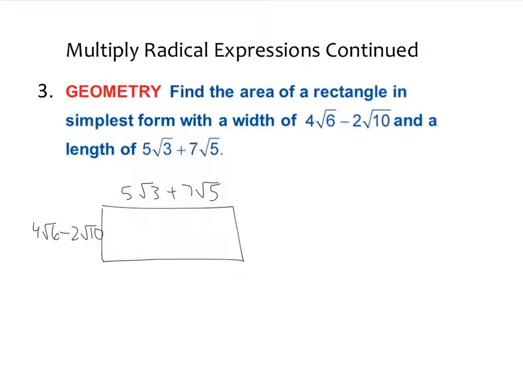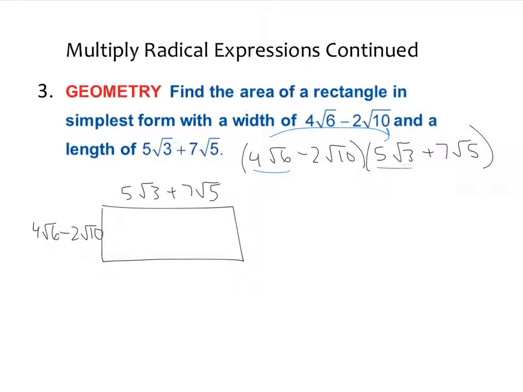Alright, so I need to find the area. So I'm going to multiply the length and the width together, the two products here. So 4 square roots of 6 minus 2 square roots of 10 times 5 square roots of 3 plus 7 square roots of 5. And I'm going to FOIL. You could use the box method as well, but I'm going to FOIL here. So I'm going to multiply 4 square roots of 6 by 5 square roots of 3 and get 20 square roots of 18. Worry about simplifying at the end.